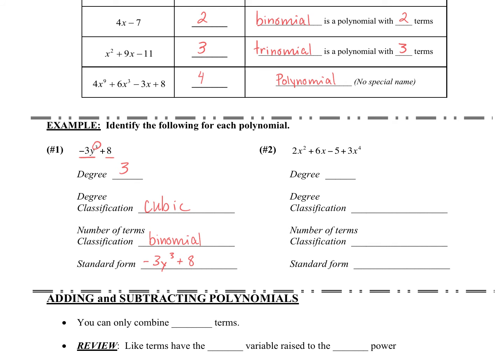Okay, in the second example, it's asking us for the degree, the highest exponent, and notice that the highest exponent here is not in front, all right? So the highest exponent is 4. So our degree is 4. Degree classification, highest degree is 4, so this means this is a quartic. Quartic. And then the number of terms it has, we have 1, 2, 3, 4 terms. So if we have 4 terms or more, there's no special name, so it's just polynomial.